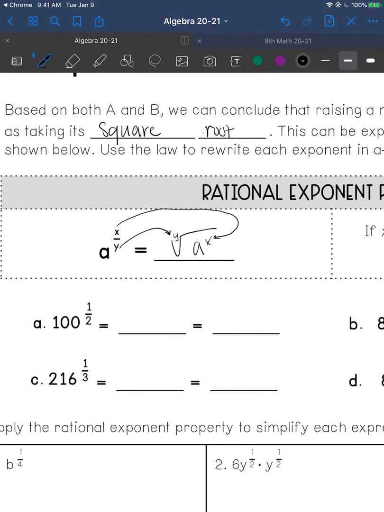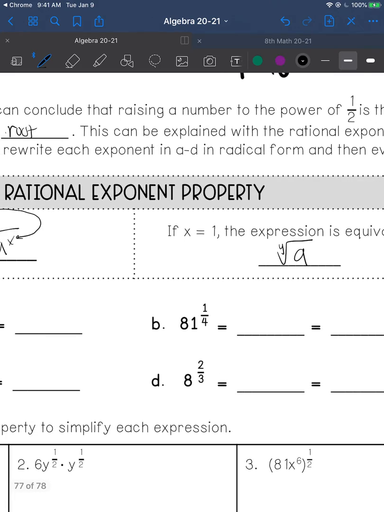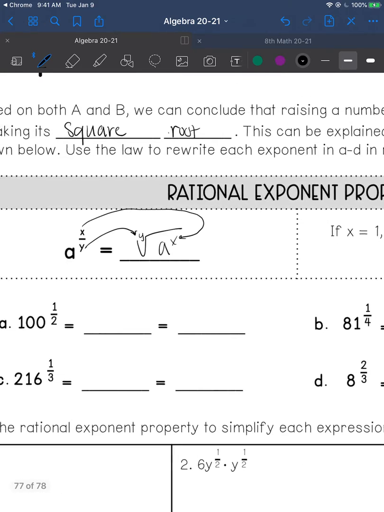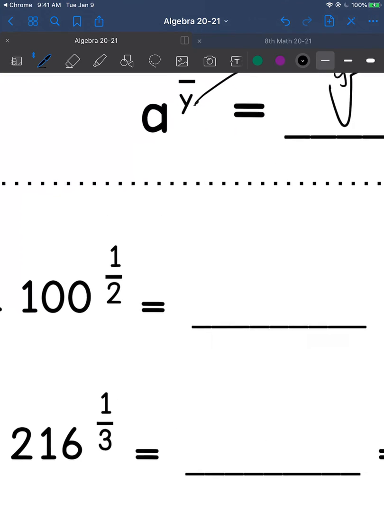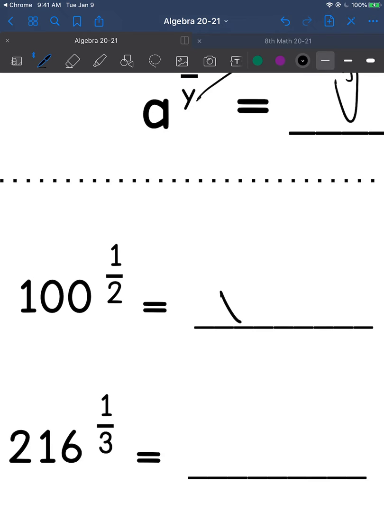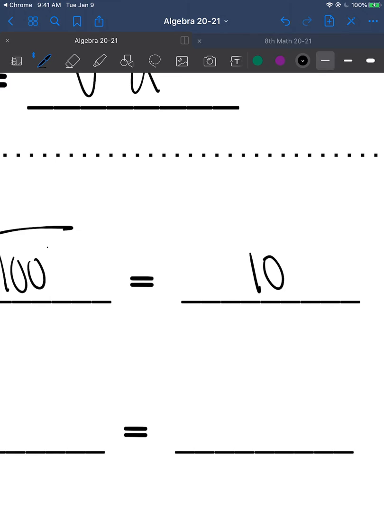Okay, so we're supposed to write it in radical form, meaning with the root, and then evaluate. So if we're going to write 100 to the 1/2, that's the square root. You don't have to write the 2, but it's the 2 root, or square root, of 100 to the 1 power, which is also just the square root of 100, which is equal to 10, because we know that 10 times 10 is 100.